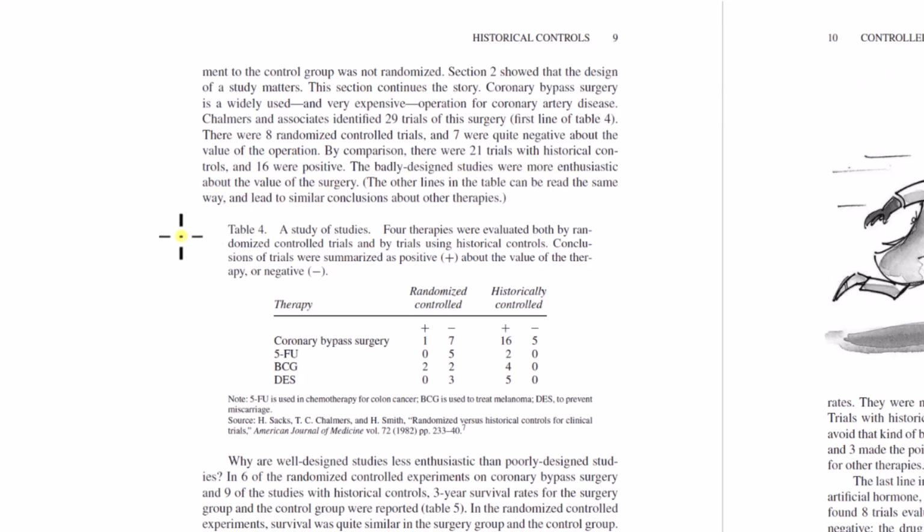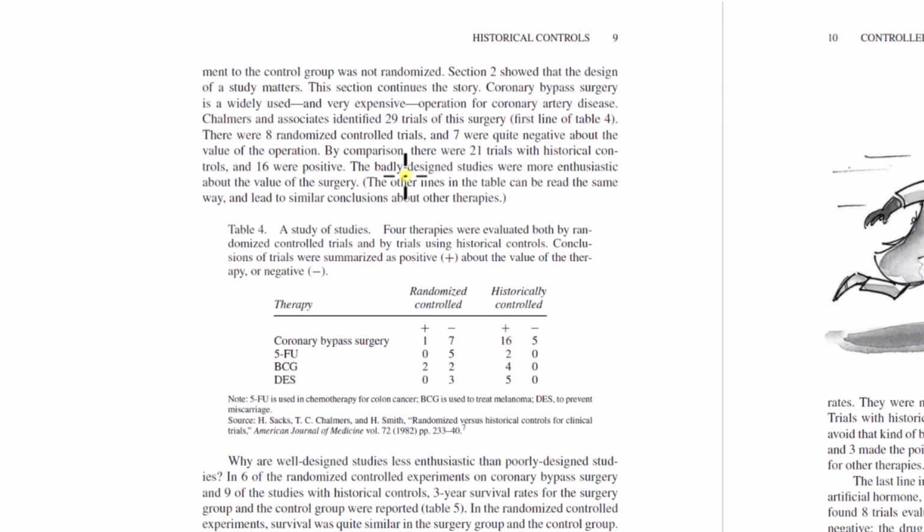So this is a similar idea to the portacaval shunt. You've got these 29 different studies on the effectiveness of this coronary bypass surgery. The overall conclusion for the ones that were deemed as done correctly, randomized, controlled, the majority were negative. They had said that the surgery was in effect unnecessary. The ones that were historically controlled, most had a positive outlook.